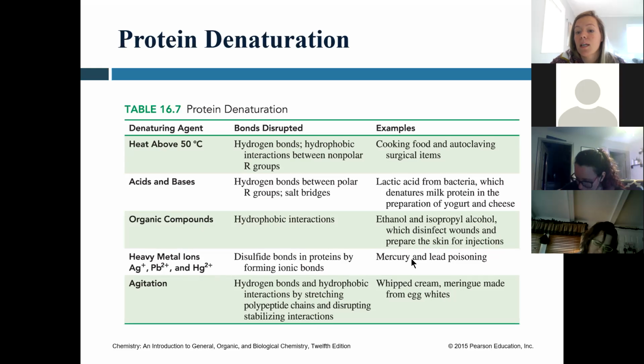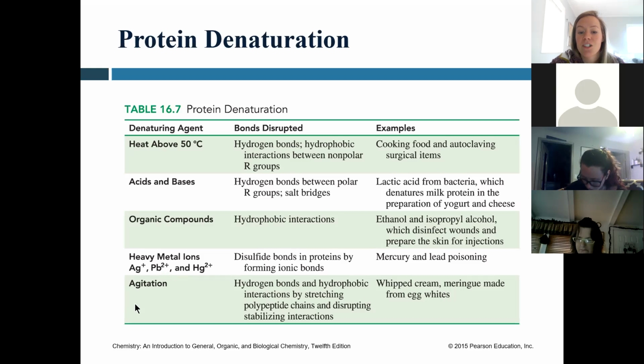Heavy metals can mess with disulfide bonds. If you've heard of mercury or lead poisoning, that's happening. Why do you get sick from eating heavy metals or having lots of heavy metals? Because they're literally breaking apart your proteins on a microscopic level. Not good stuff.